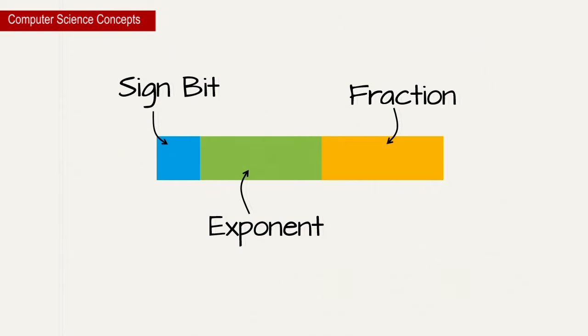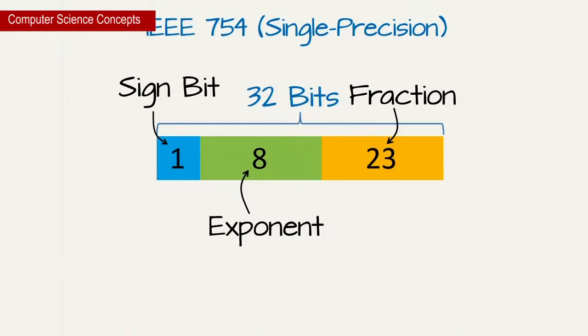Representing floating point numbers is a little bit more complex than representing integers. In computers, the binary format of a floating point number is divided into three parts: the sign bit, the exponent, and the fraction. In IEEE 754, which is an industry standard for representing floating point numbers in computers, a single precision floating point number is represented in 32 bits, in which the most significant bit is the sign bit. The next 8 bits serve as the exponent, which is the bit pattern of an integer represented in excess 127, and the rest 23 bits serve as the fraction.